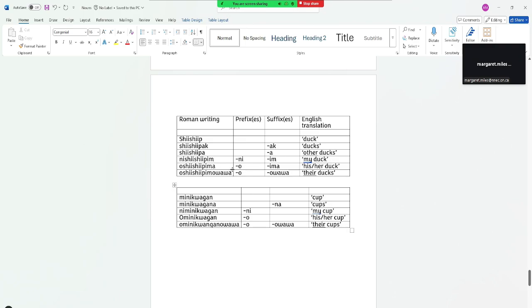Oshishipima. O is added in front of the word shishib, and ima is added at the end of the word. Oshishipima, which means his or her duck. Oshishipimoawa. So o is added in front of the word, and owawa, their ducks. Oshishipimoawawa.